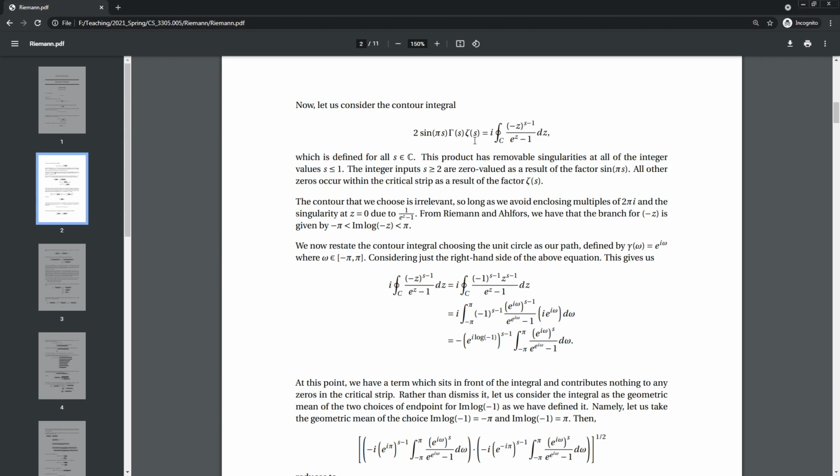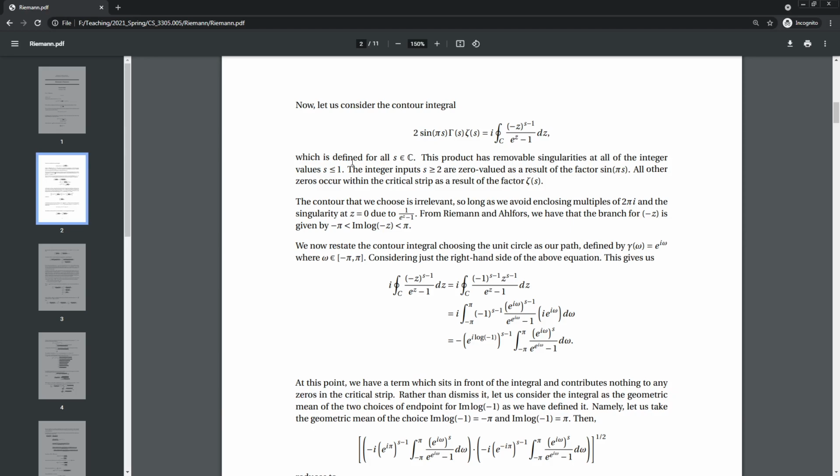so gamma of s times zeta of s is shown to equal i divided by 2 times the sine of pi s or whatever, but it can also be put in this form, right? So it's i times the contour integral of this times dz, and again we can generate this, and so this product has removable singularities at all the integer values of s less than or equal to 1.